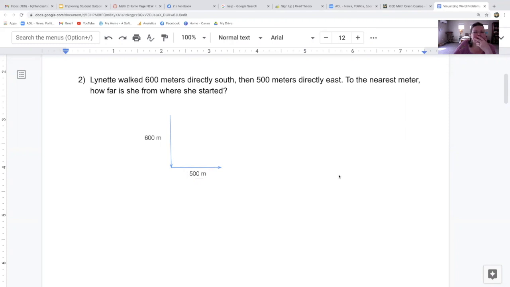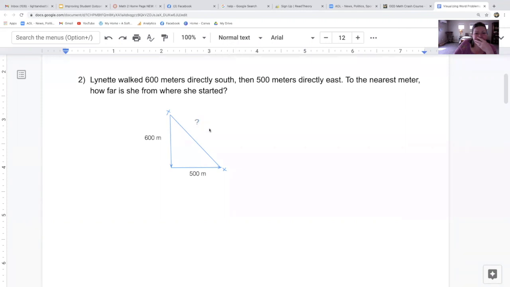Now it says, to the nearest meter, how far is she from where she started? We're looking at the distance from where she is based on where she started. Well, where is she right now? She's here. And where did she start? She's here. If you want the distance between those two points, we've got to connect them. There, that line I just drew represents the distance between those points. What I'm looking for is the length of this line.